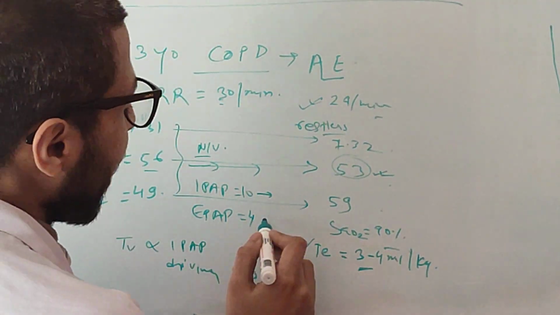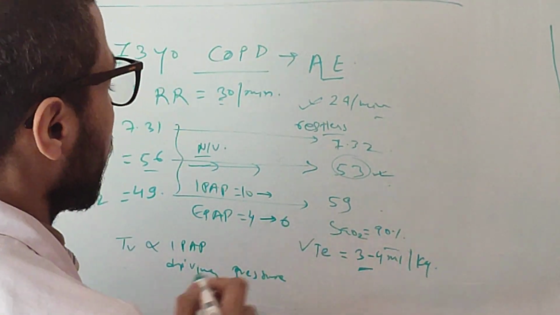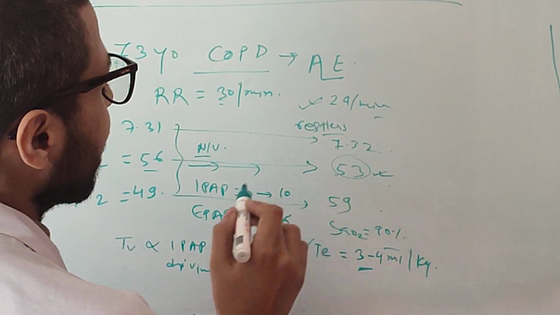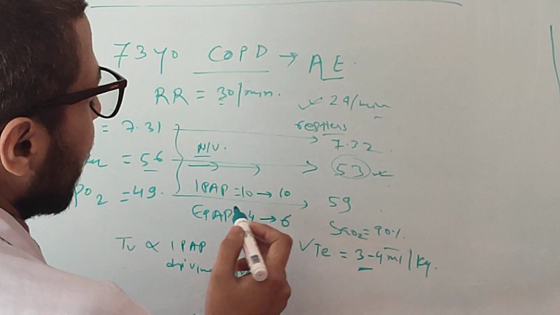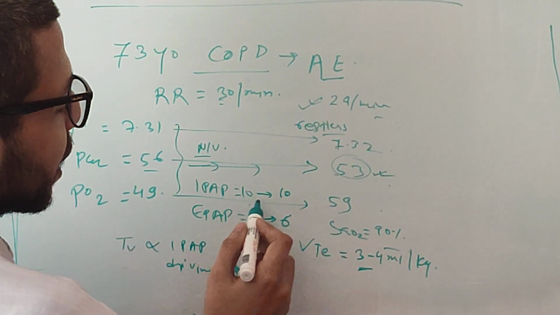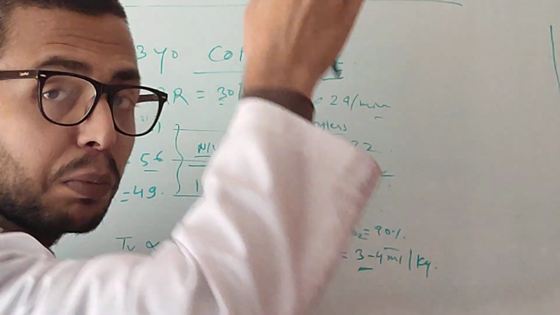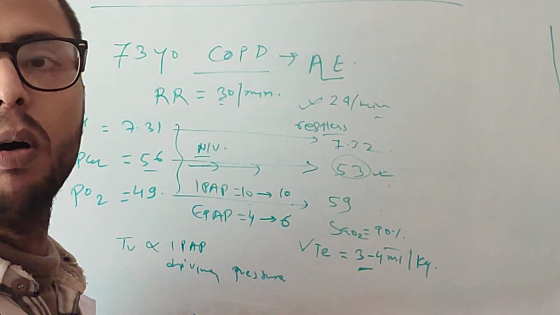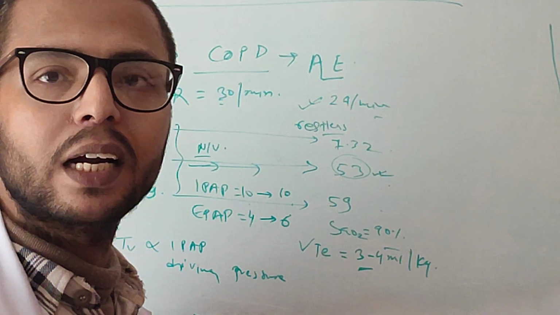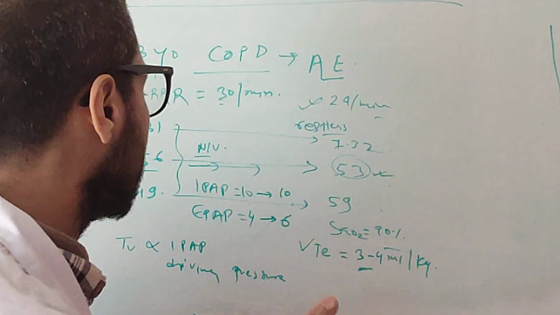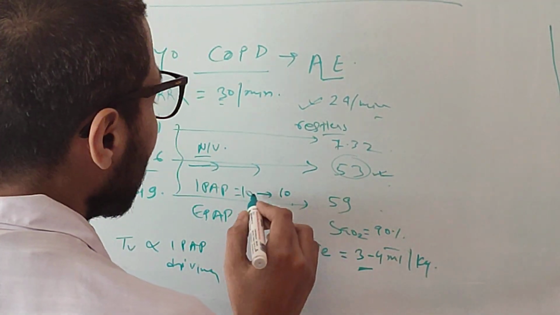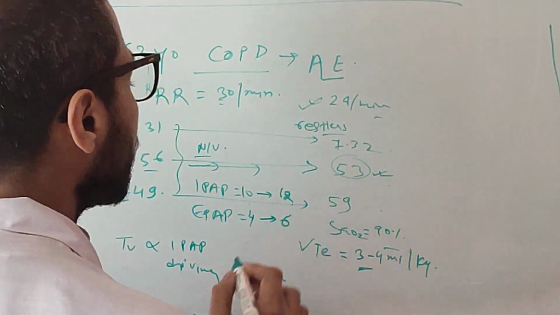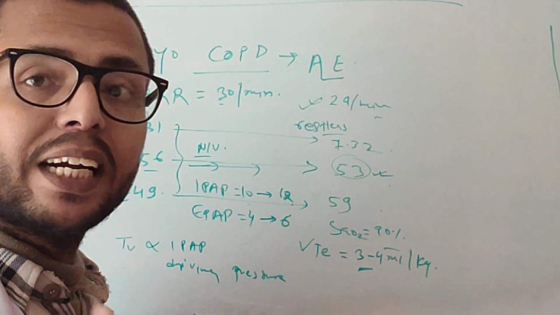So let's suppose EPAP you increase from 4 to 6. And let's suppose you don't increase IPAP, keep it 10. So the driving pressure decreases from 6 to 4. So tidal volume then further comes down. From 3 to 4 it will come to 2 to 3 or 1 to 2 like that. It will aggravate the condition. So you have to increase the IPAP also. Let's suppose you increase it by 2, you should at least increase it by 2 to maintain the tidal volume.